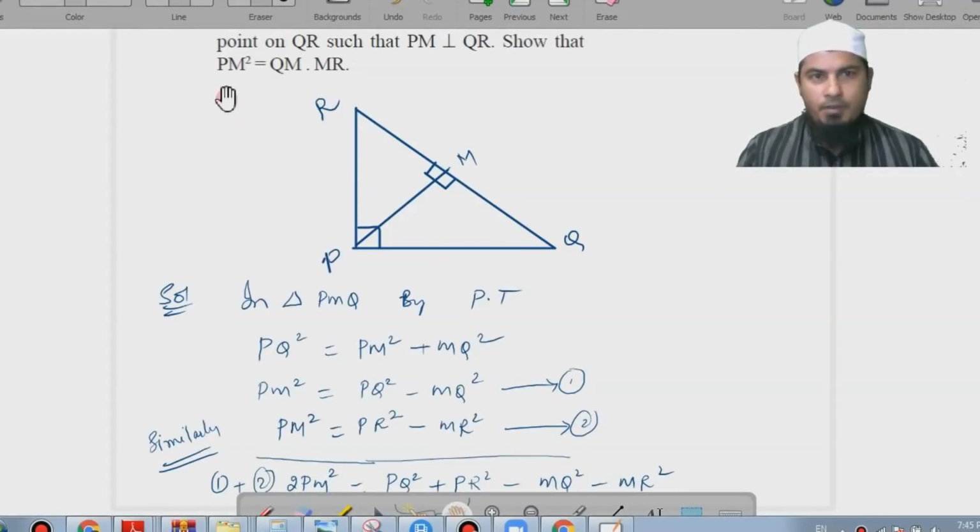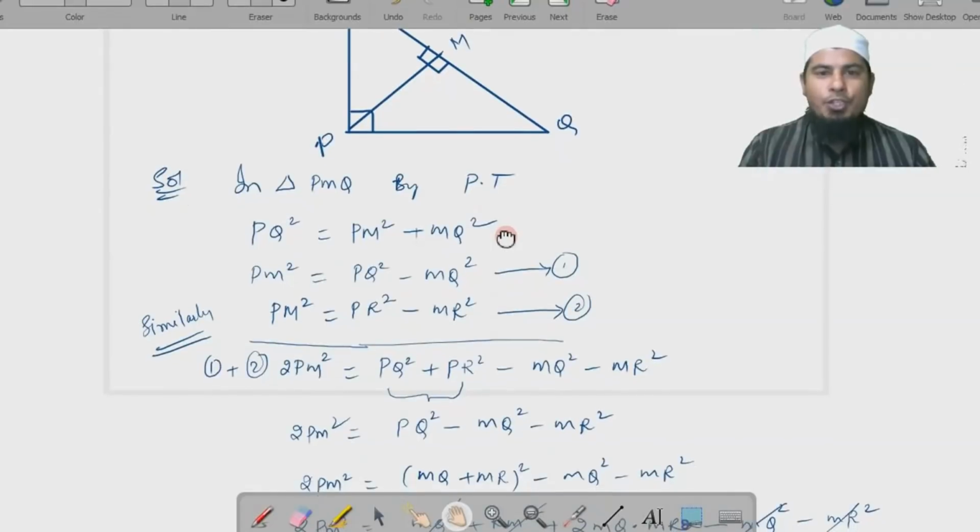So very simple, we want PM square by Pythagoras theorem. PM square in this triangle, I get hypotenuse square minus this side square. So PQ square is equal to MQ square plus PM square. I want subject PM because LHS is PM. So PM square is equal to PQ square minus MQ square. Then what happens? Equation number 1. Similarly, in triangle PMR, Pythagoras theorem, PM square will be PR square minus MR square.